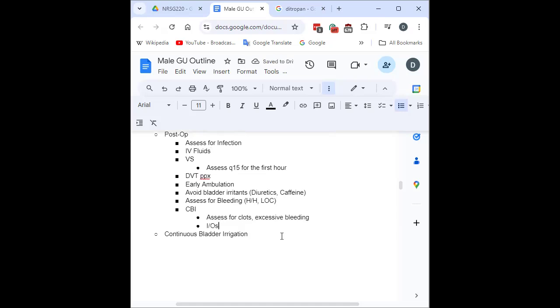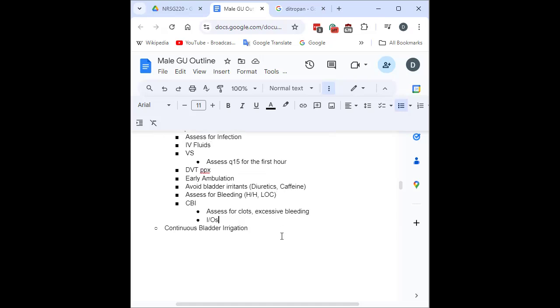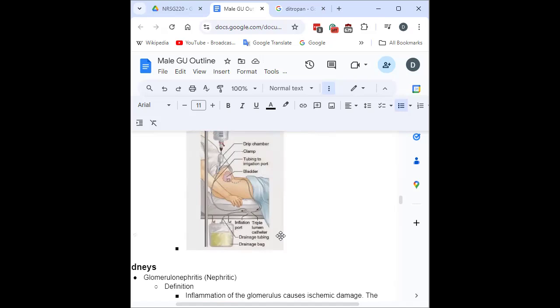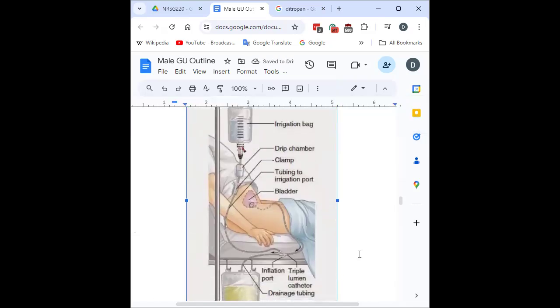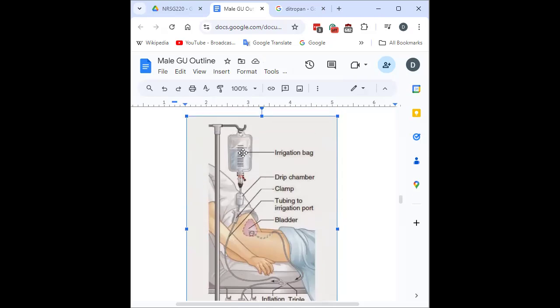Something to keep in mind for your eyes and nose is that you have this whole system here. Maybe I'll make it a little bit bigger, a little more easy to see. With the CBI, it's basically a three-way Foley catheter. It's your standard Foley catheter, but it has an extra line. One catheter goes inside the urethra and bladder and connects to the Foley bag. It has one port for you to inflate and deflate the balloon, and an extra line that connects to a bag of fluid for irrigation.